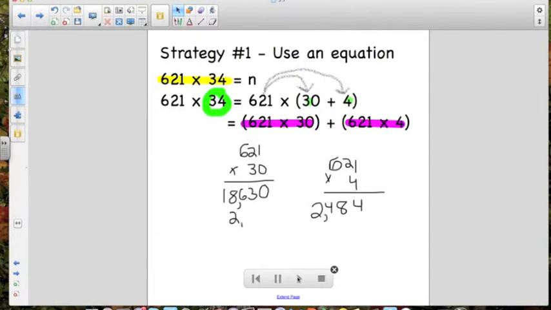I'm going to add the two partial products up together, stack them on top of each other, make sure that the ones, the tens, the hundreds, thousands, and 10,000s line up. 4 plus 0 is 4, 8 tens plus 3 tens is 11 tens, 600, 400, 100, 8,000, 2,000, 1,000, 10,000, and 10,000. So your answer is 21,114. All right, let's see the second way how to do this exact same problem.